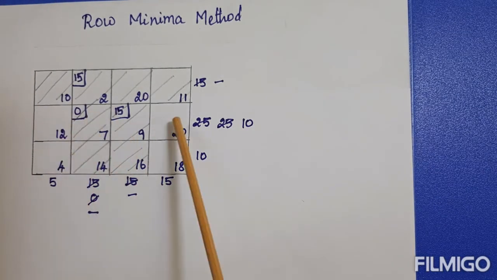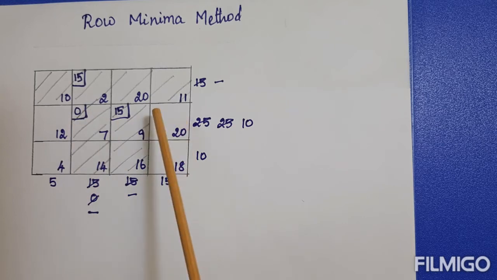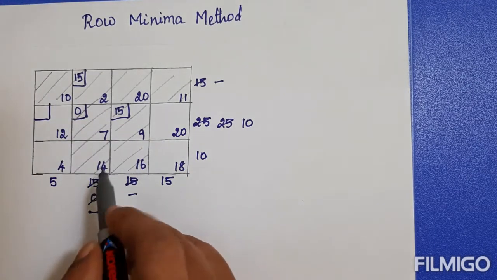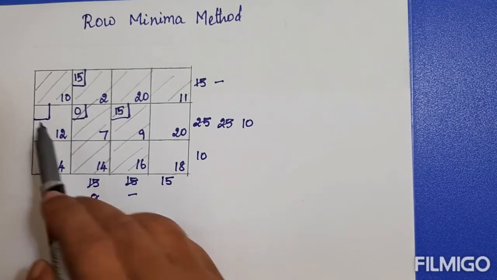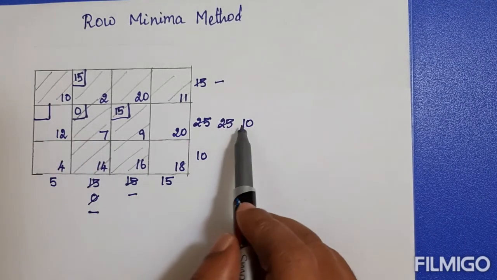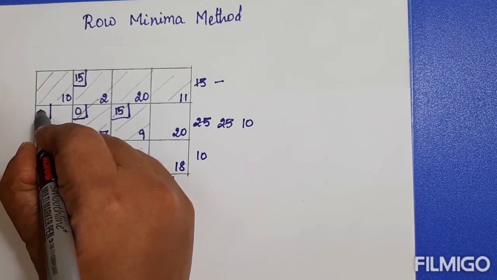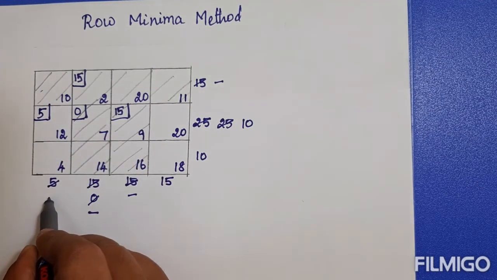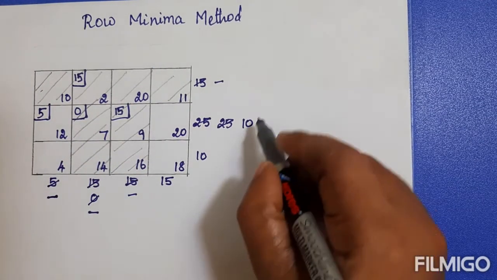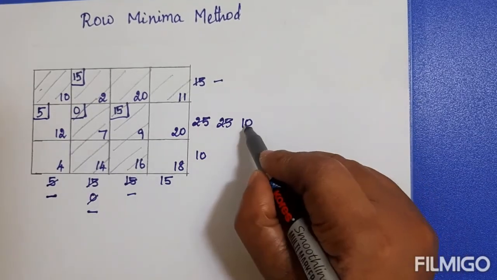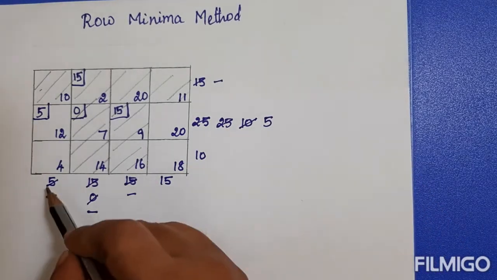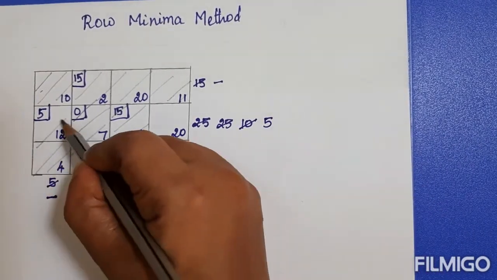Now the second row has 2 cells. I select the cell with minimum cost. This is the cell with minimum cost in the second row. Now I want to allocate here. The demand is 5, the supply is 10. So I allocate the minimum among these, 5. As 5 is allocated, this becomes exhausted, and 10 minus 5 is 5. As this column is exhausted, I crossed out this.